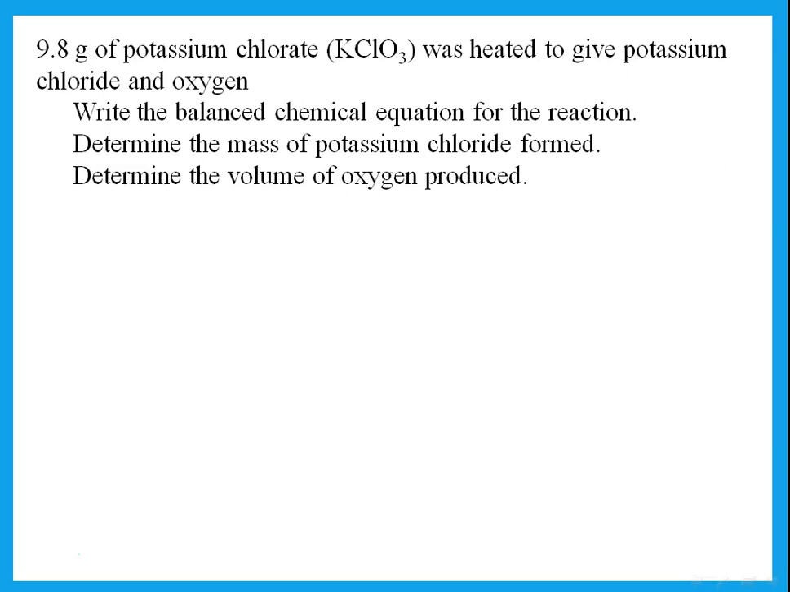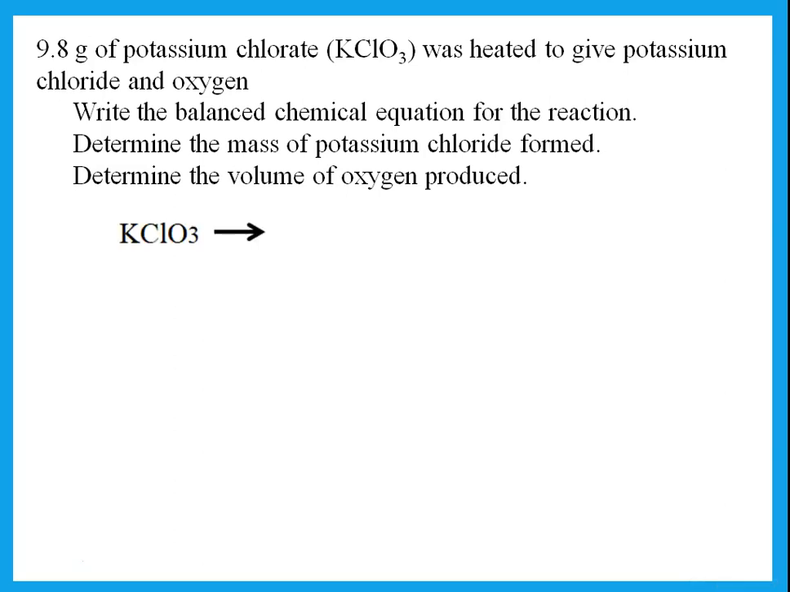9.8 grams of potassium chlorate. Now remember, we haven't talked about chlorate and you don't know what chlorate is, but in that case he will give you the formula. So if he's talking about something other than what we have talked about, he gives you the formula. So 9.8 grams of potassium chlorate was heated to give potassium chloride and oxygen. The first thing he's asking for is write the balanced chemical equation for the reaction.